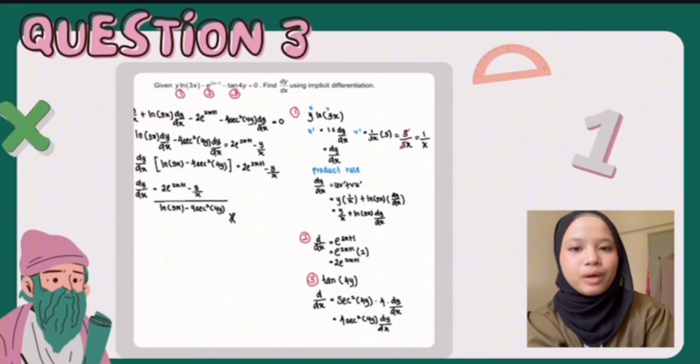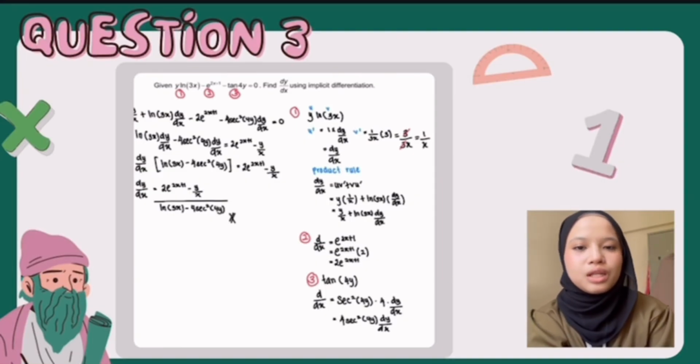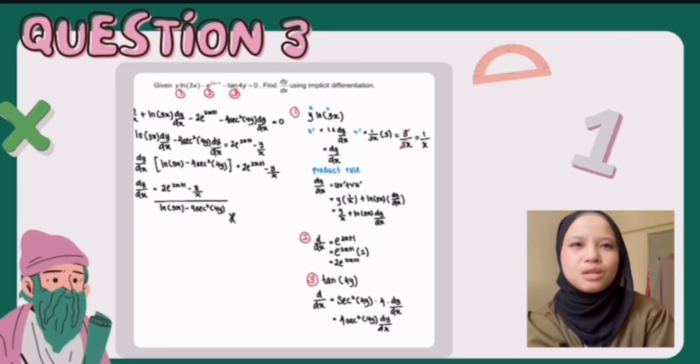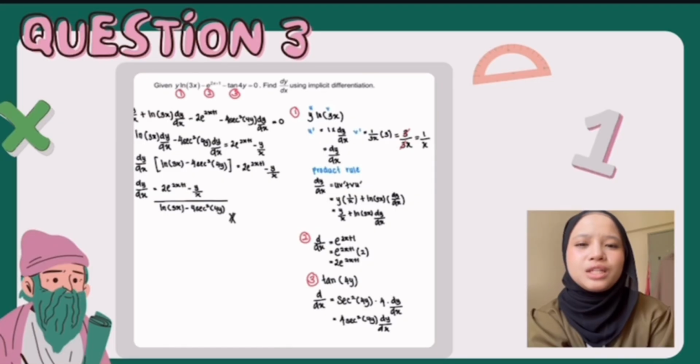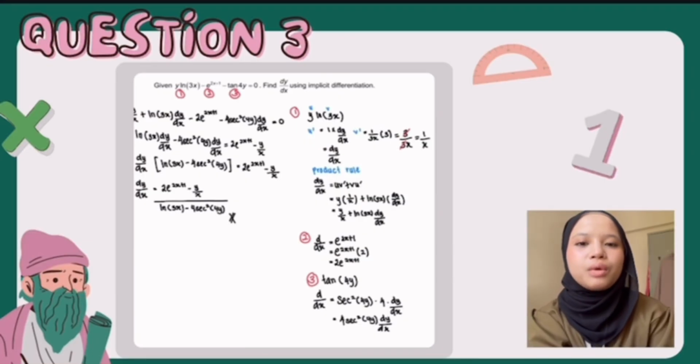So for the first part, we need to differentiate y ln 3x, which needs the product rule for this question. The u for this question will be y, and v will be ln 3x. When we differentiate u and v, we get u prime, which is dy/dx, and v prime, we get 1 over 3x multiplied by 3, and then we get 3 over 3x, and when we simplify, the final answer will be 1 over x.